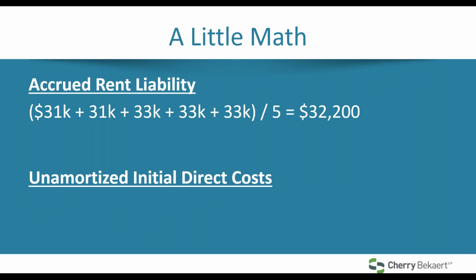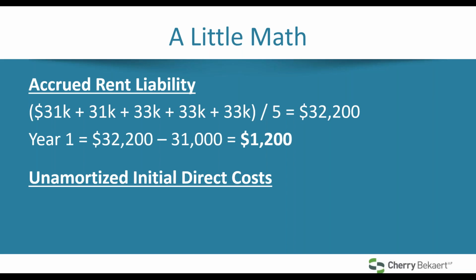With the accrued rent liability, you'll remember the payment schedule is $31,000 for the first 2 years, $33,000 for the next 3 years. You just divide that by 5, and we've got ourselves $32,200. You'll remember in year 1, we only had to pay $31,000, and so our straight line rent of $32,200 minus the 31 in the first year leaves us an accrued rent liability on the balance sheet of $1,200.